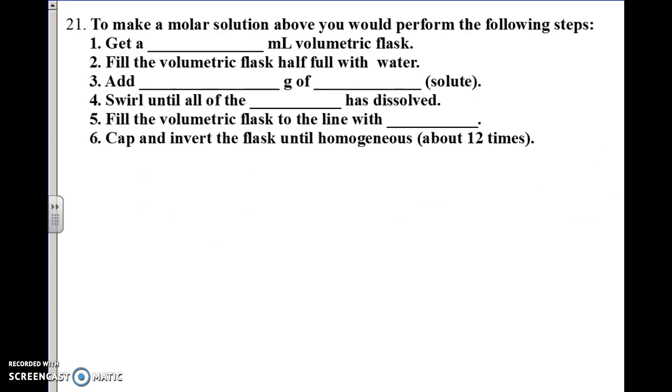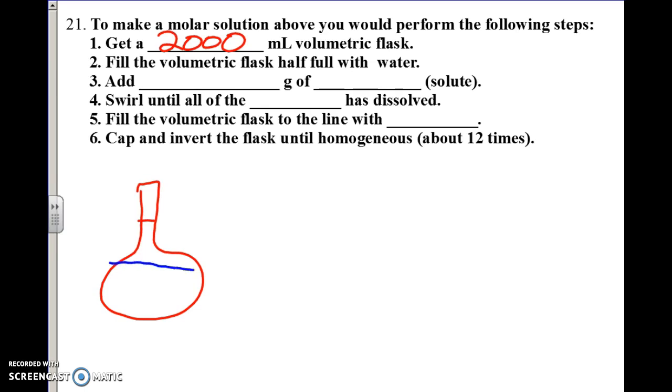Next, we're going to talk about how to make a solution. You can't see this, but a volumetric flask looks something similar to this. And that's what we're going to use for making it. So in this problem, we're going to get a proper size volumetric flask. So we would get a 2,000 milliliter volumetric flask. We would fill the flask half full with water. We would add our certain grams, our 60 grams of NaCl.